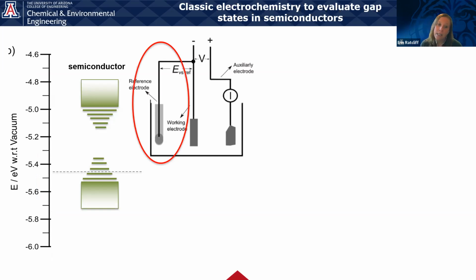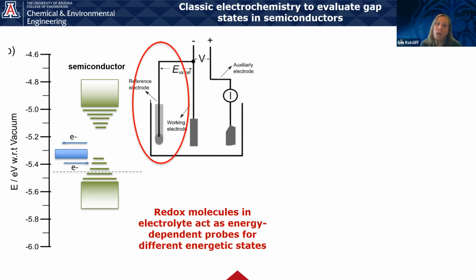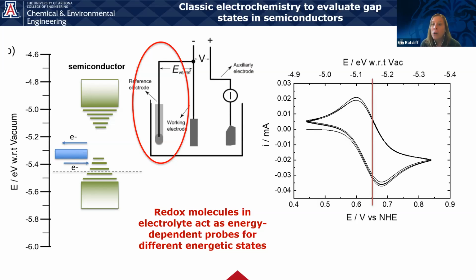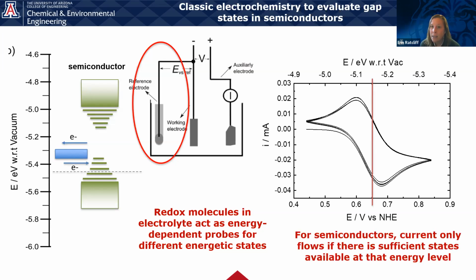The other thing this technique does is that when one applies a voltage and includes something like a redox molecule, such as ferrocene, a very well-established redox couple, now we have an energy-dependent probe for different energetic states. And the key thing to remember in electrochemistry, and specifically semiconductor electrochemistry, is that current will only flow if there's an available state in the semiconductor to participate in the charge transfer reaction with the redox molecule of interest. All right, so what does that mean?